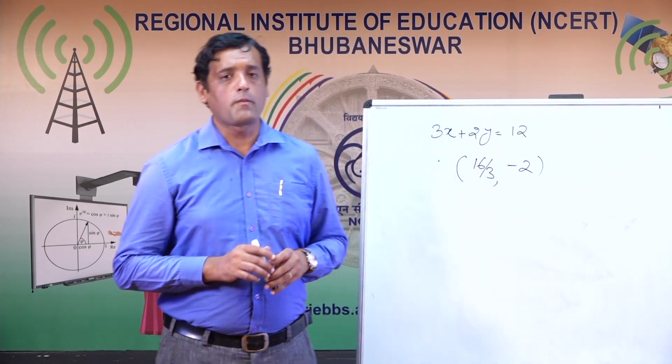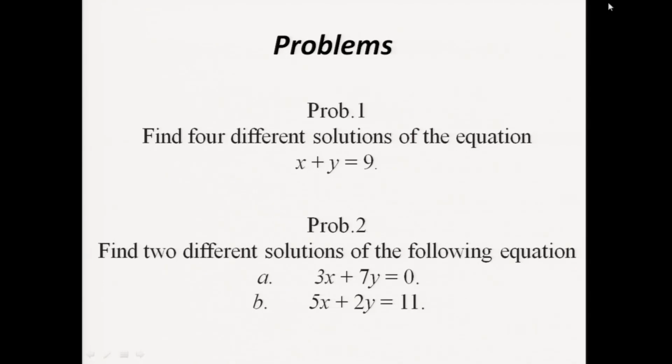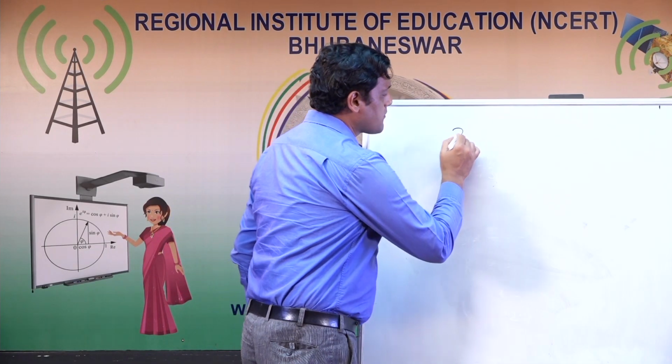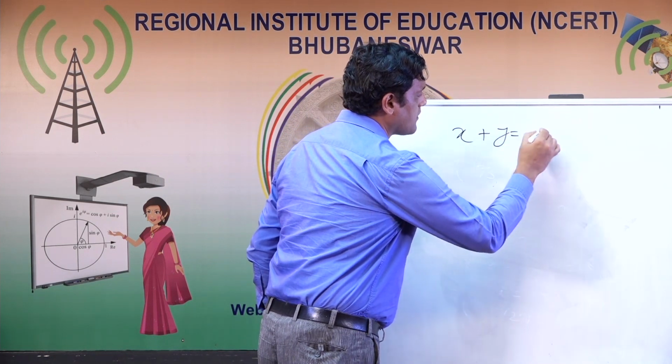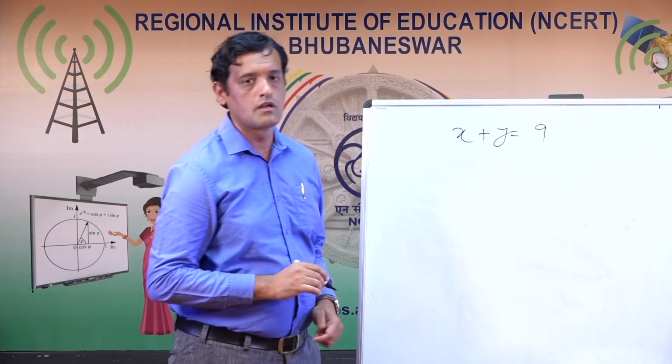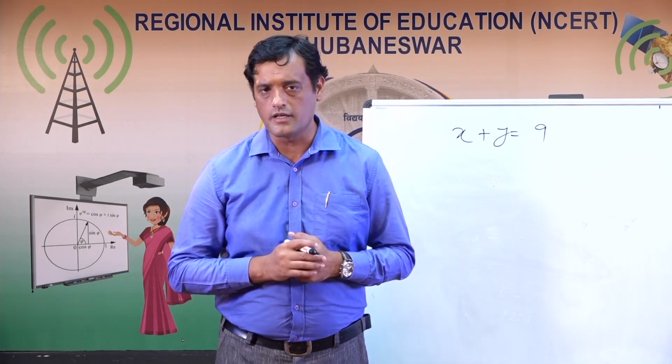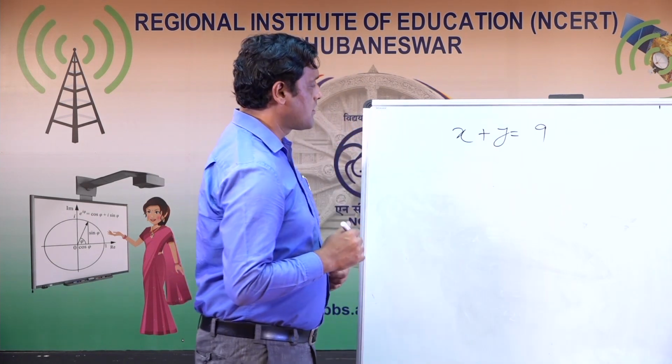So our problem number 1 is: find 4 different solutions of the equation. So let's do it, children. Let's start this problem. Please take your pen and paper with you and enjoy this problem with me. So let us take x plus y equal to 9. Whatever thoughts come to your mind, you start with the solution. So let us put some values.